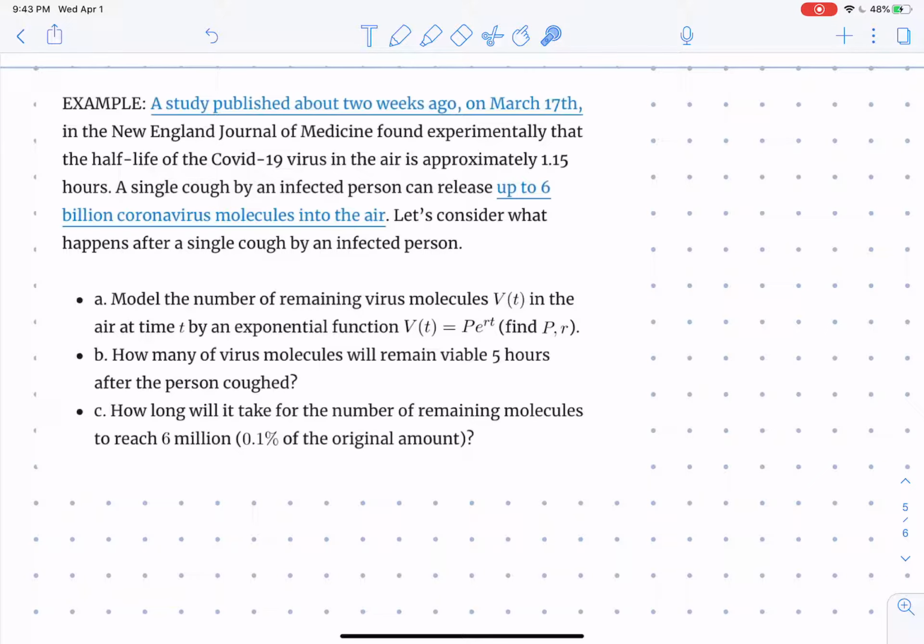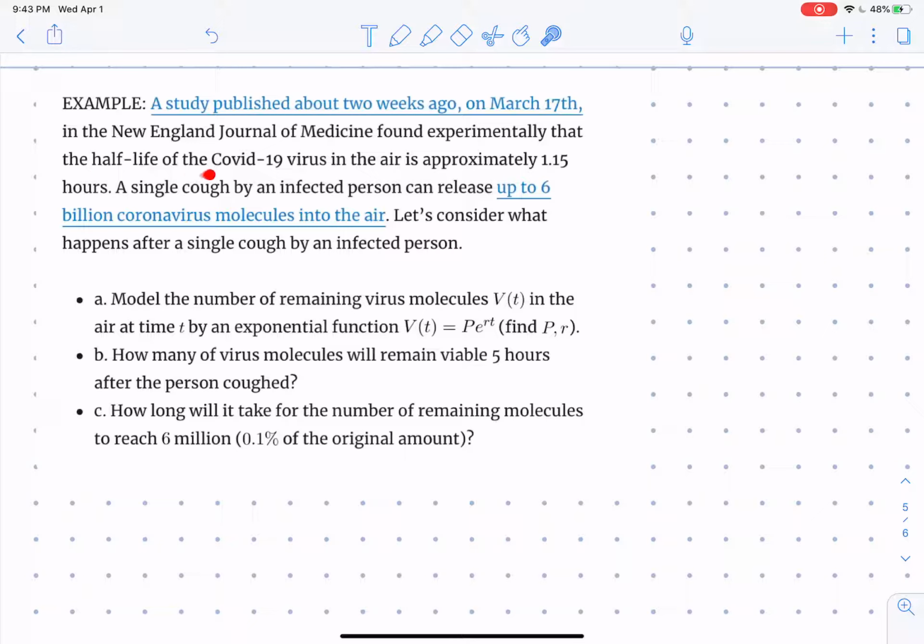Okay, so the example says this: a study published 2 weeks ago, and that was on March 17th, so really 2 weeks ago, this is very pertinent, in the New England Journal of Medicine, found experimentally that the half-life of the COVID-19 virus in the air is about 1.15 hours. What does that mean?